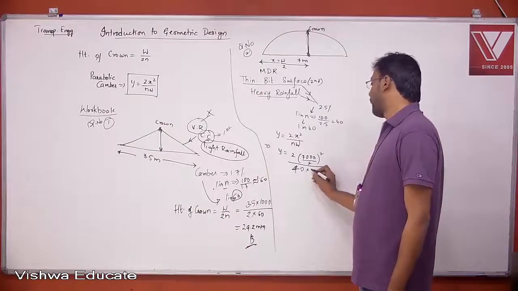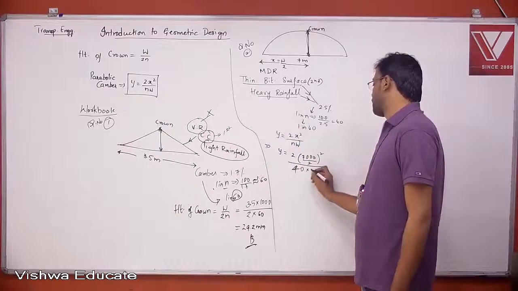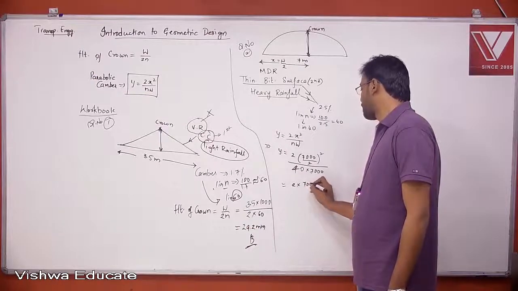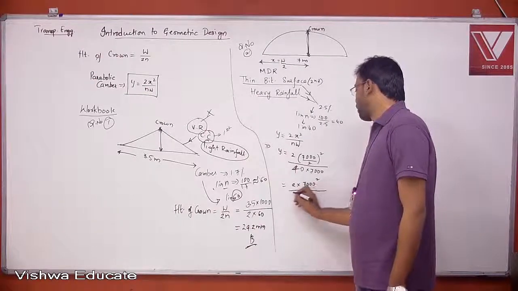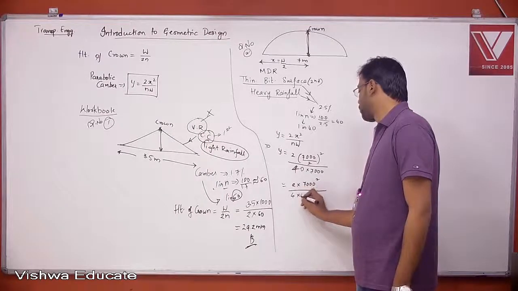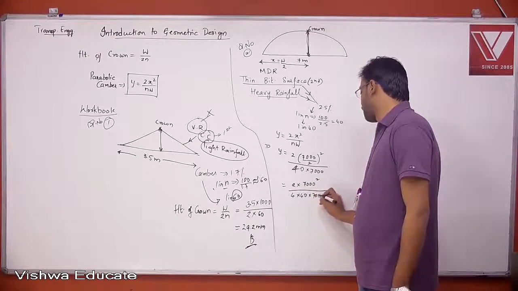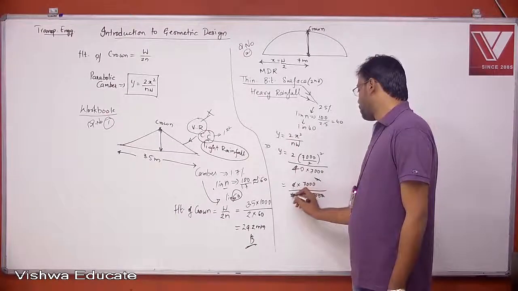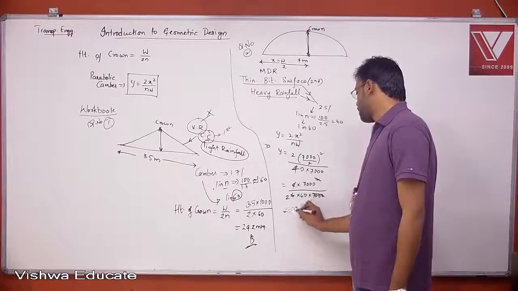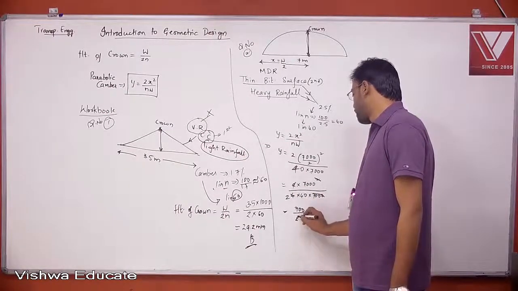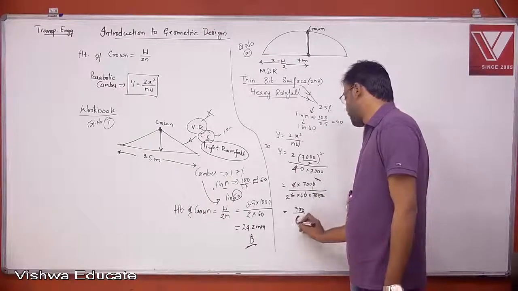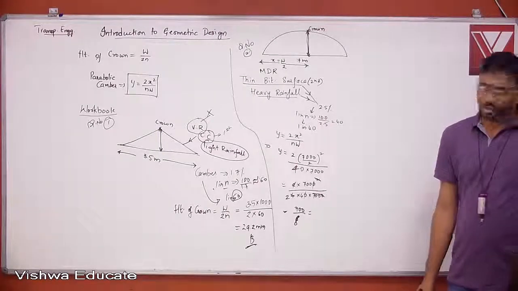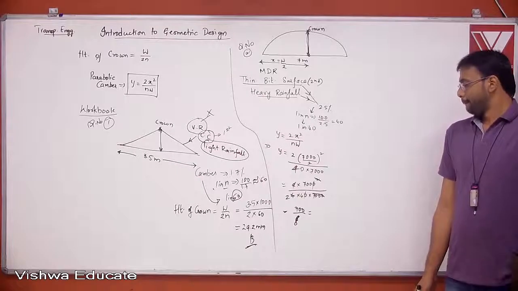W is 7000 meters. So 2 into 7000 square divided by 2 square is 4 into 40 into 7000. So this 7000 and 7000 get cancelled. So this is 2 times, so it is 700 by 8. 10 and 0 get cancelled, right? So it is 700 by 8. Whatever comes, you can calculate, right? So you can note it down.